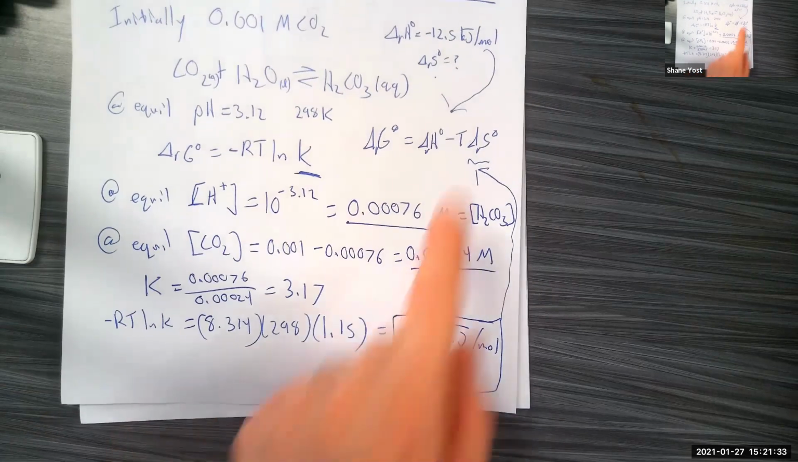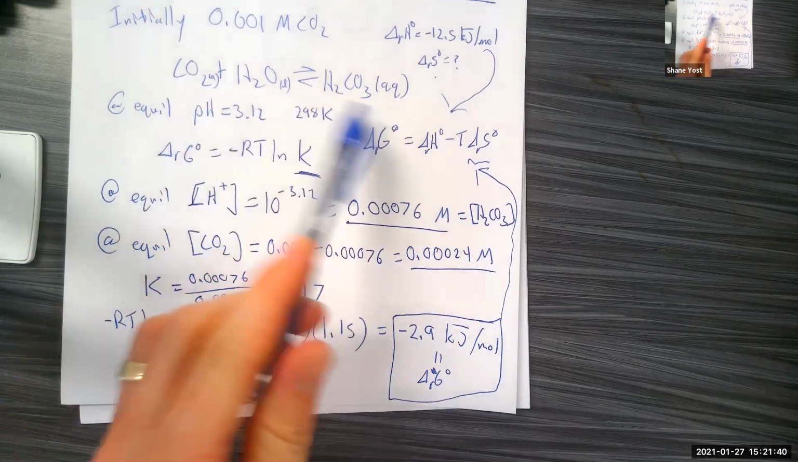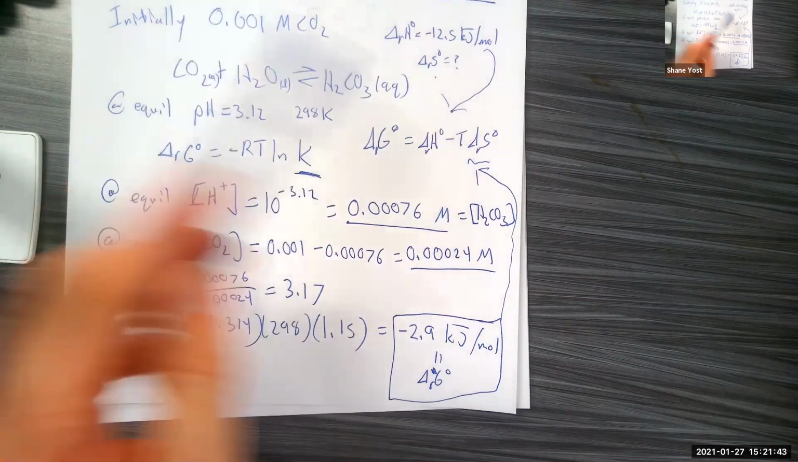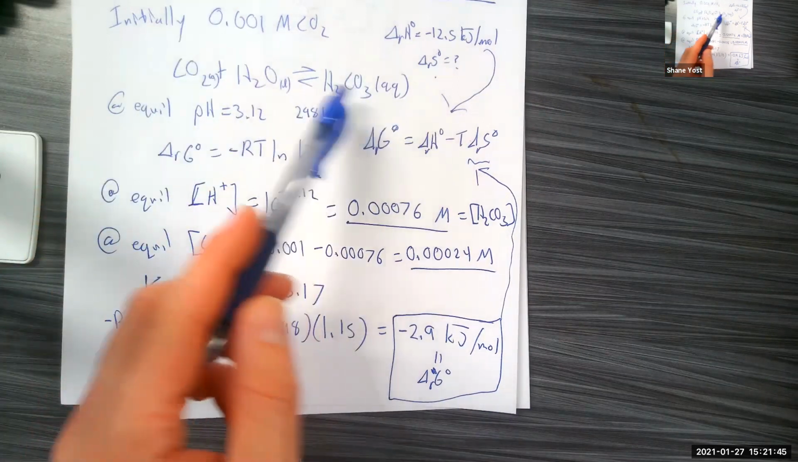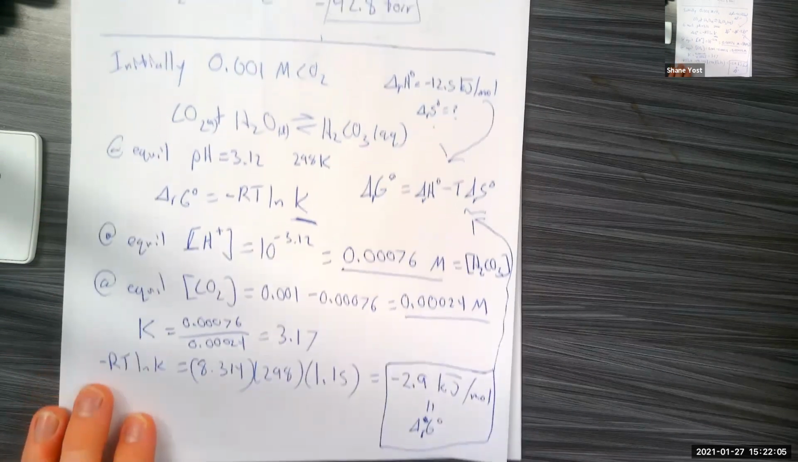You should get in this problem up here, when you calculate delta S, a negative number. Just looking at the reaction, that should be a negative entropy change. You're going from gas and liquid to just one aqueous species. So you should get a negative entropy change for this reaction, but I ran out of time to solve for that number here in class. Questions about this example?